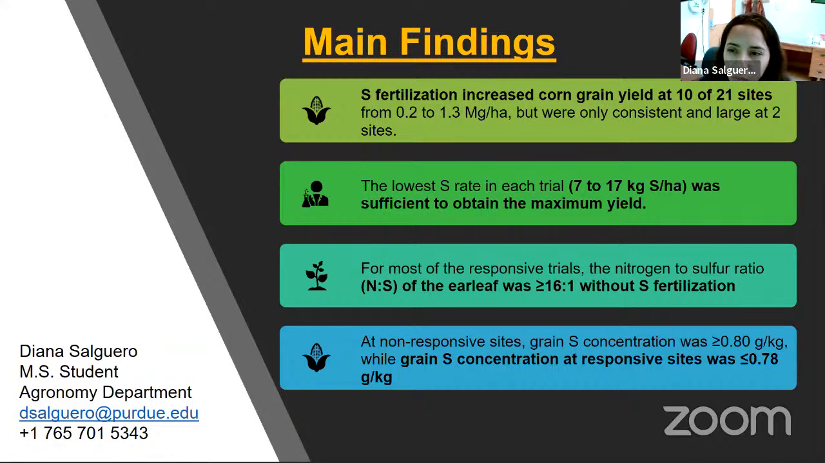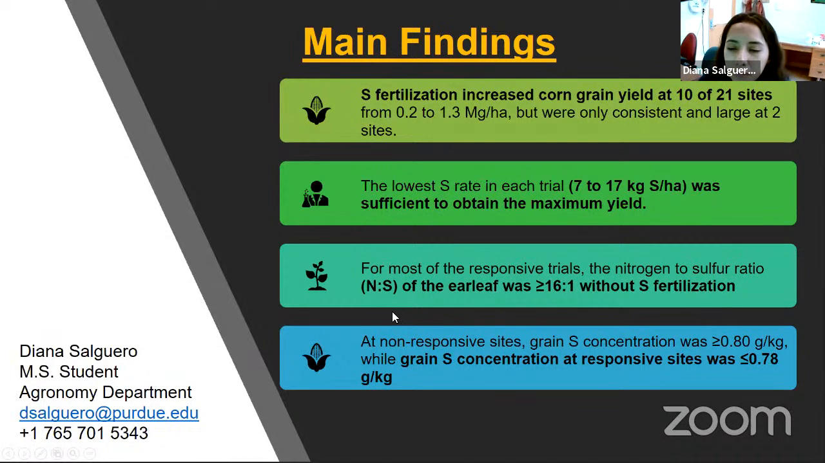So far what we have seen is that sulfur fertilizer can increase yield at some locations, at some areas in Indiana. Out of the 21, 10 of them show an increase in yield. And this yield was achieved just with the lowest sulfur rate that we used for those locations.